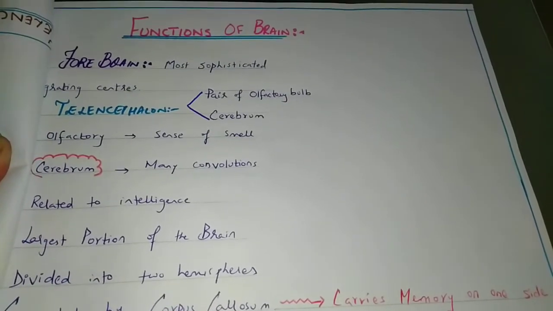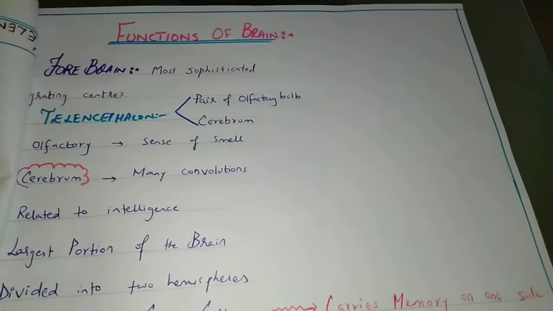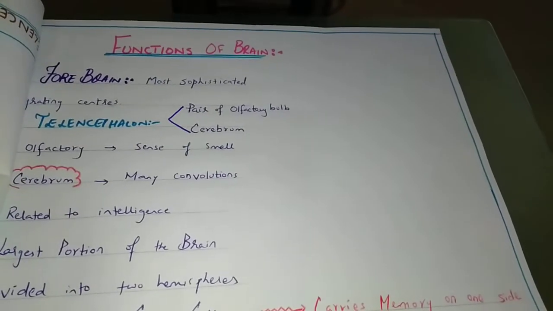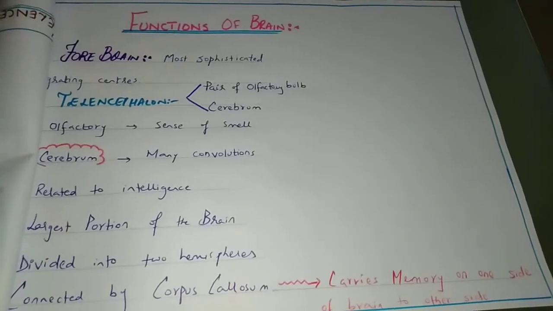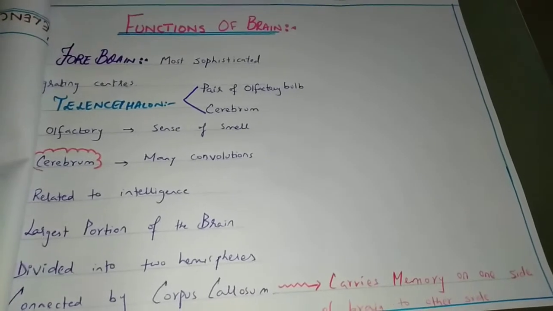The telencephalon consists of a pair of olfactory bulbs that are related with the sense of smell, and the telencephalon also consists of cerebrum, which is the largest part of the brain. Which is the largest part of the brain? Cerebellum or cerebrum? It is cerebrum, right?